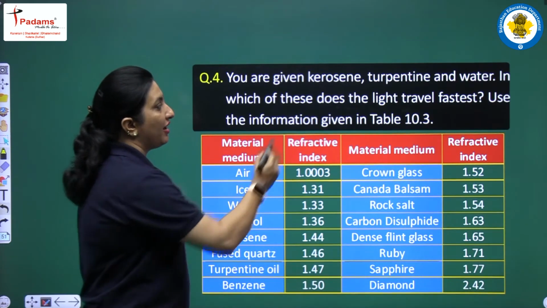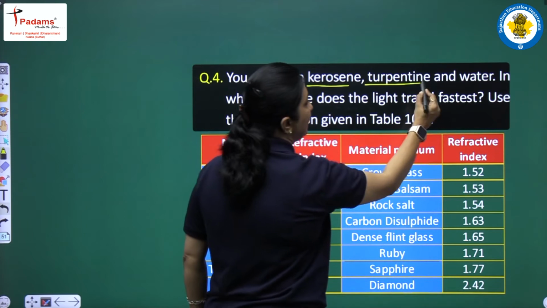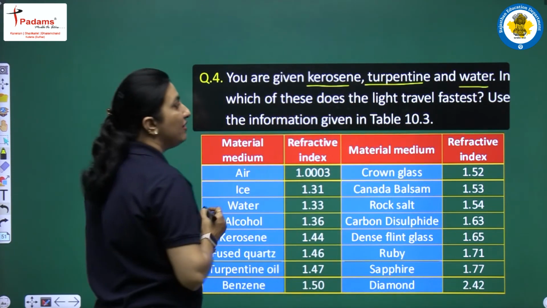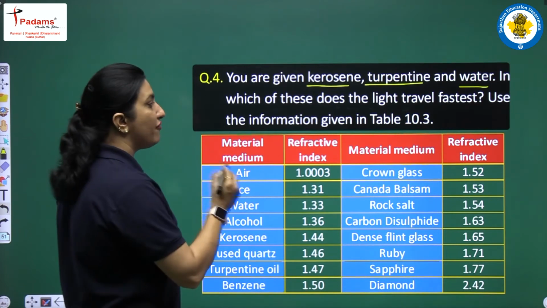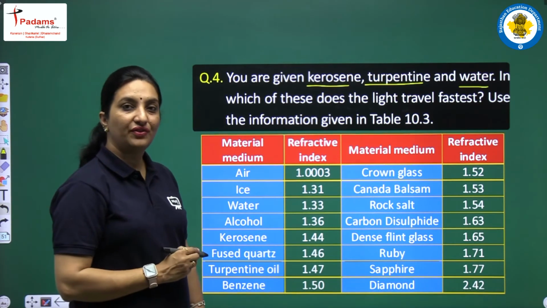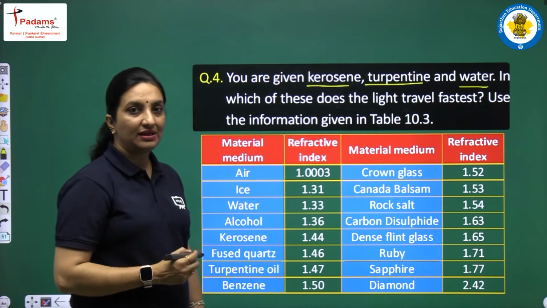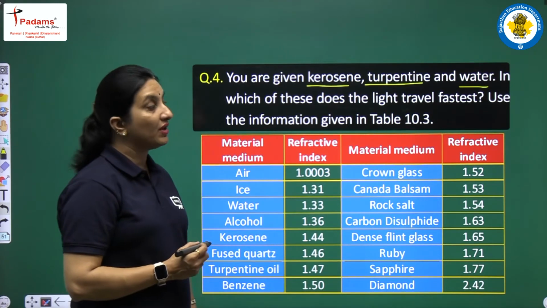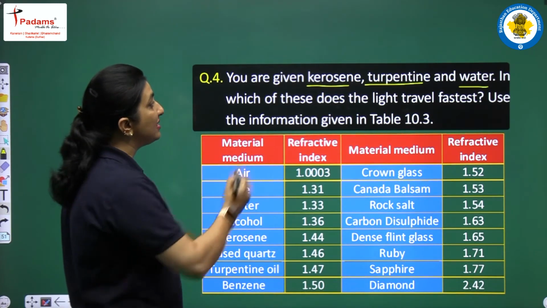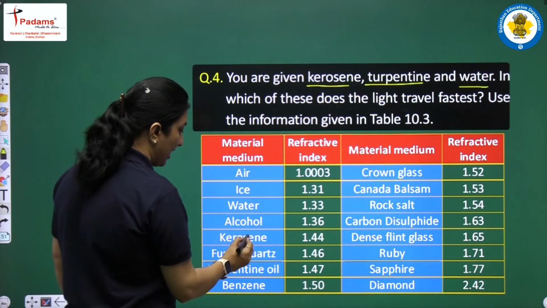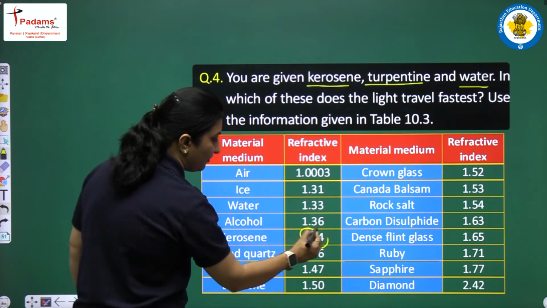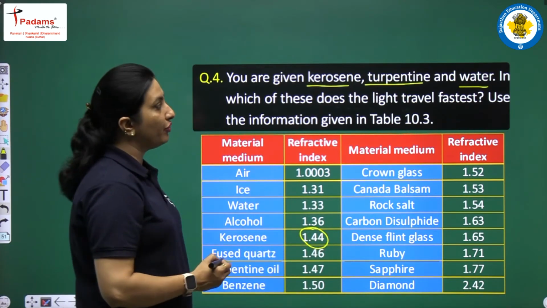You are given kerosene, turpentine and water. In which of these does the light travel fastest? Use the information given in table 10.3. This is again the table, the same table 10.3. And what we need to find here is, first we can observe the three things, the three material mediums. Kerosene, the refractive index is 1.44.